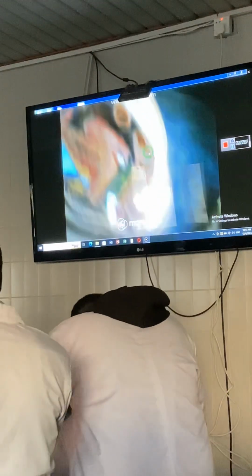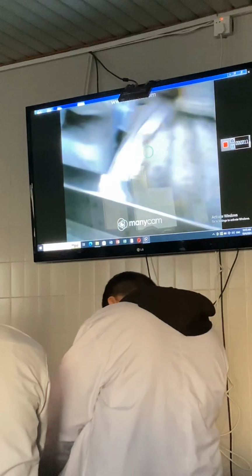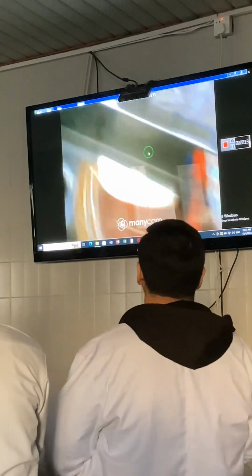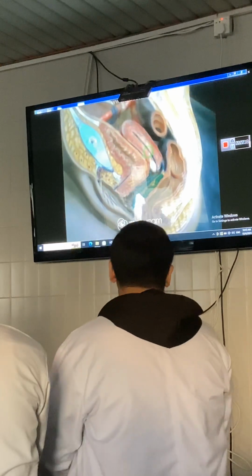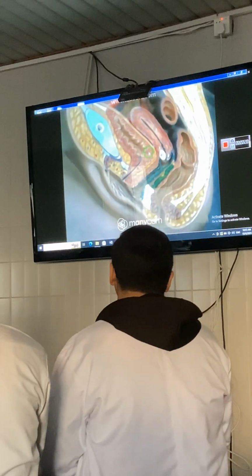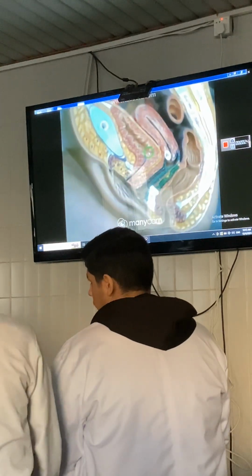Female genital organ. The female genital organ, just like the male genital organ, could be divided into external genitalia and internal genitalia.